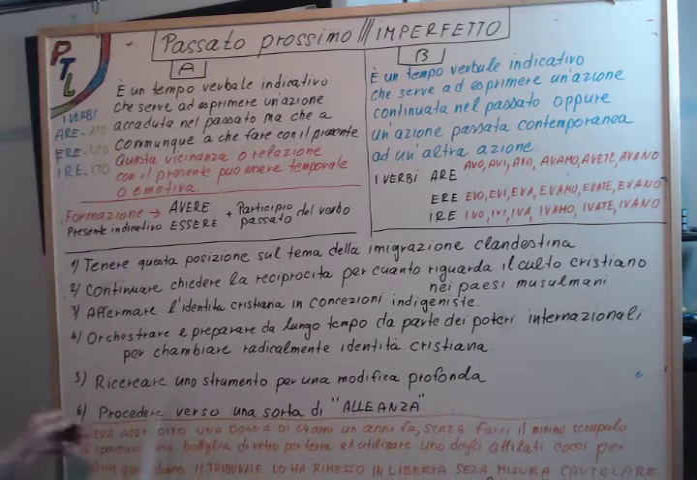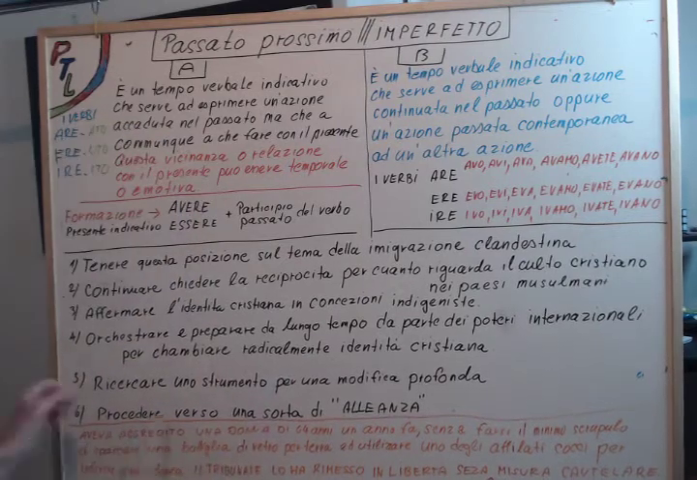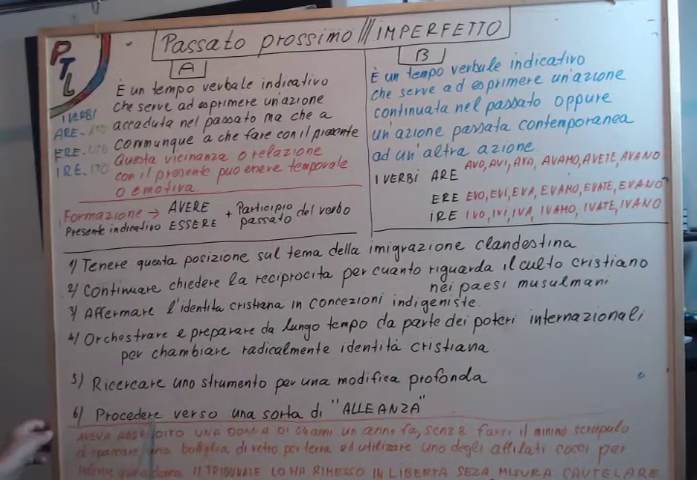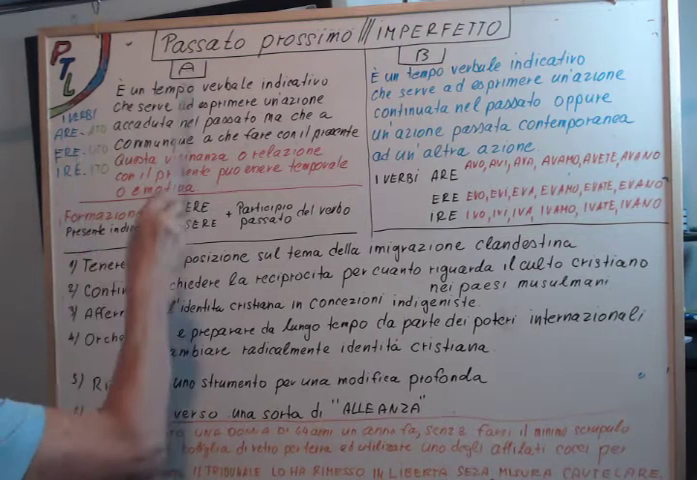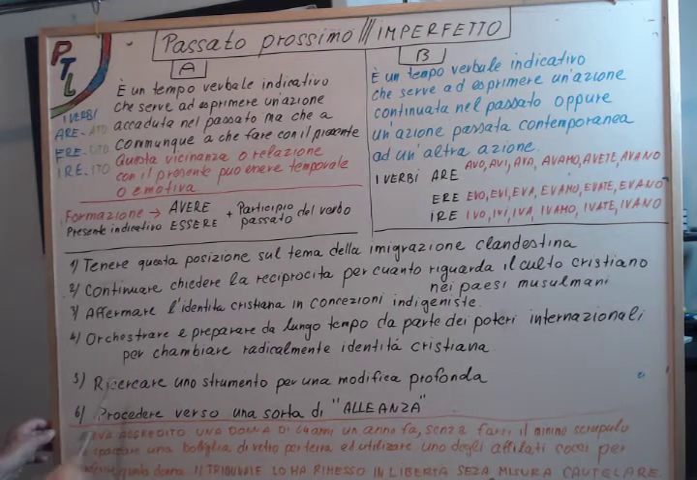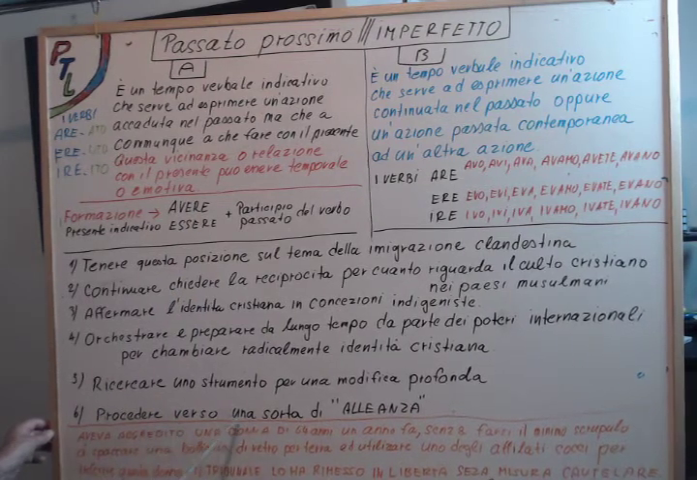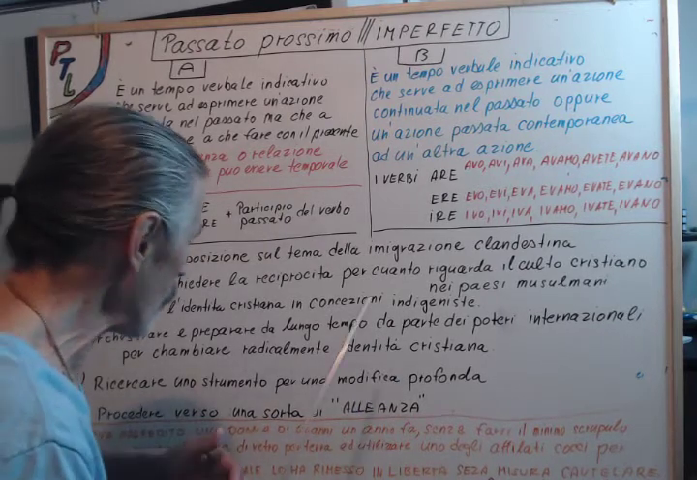So it means to proceed toward a sort of alliance, which means procedere. Procedere ends in ere. Second one, so if I want to put into passato prossimo, I would say io ho proceduto verso una sorta di alleanza.